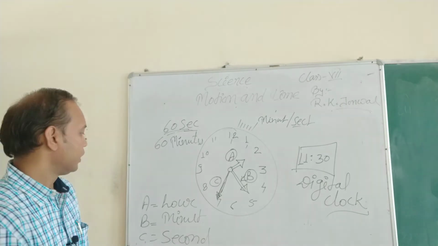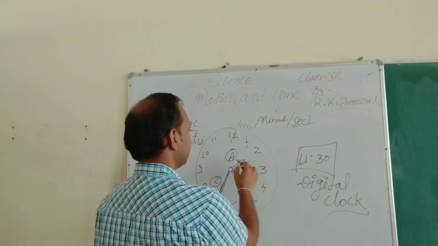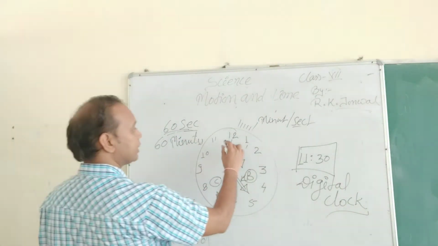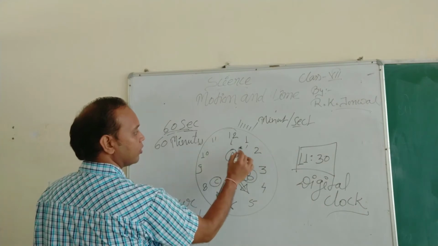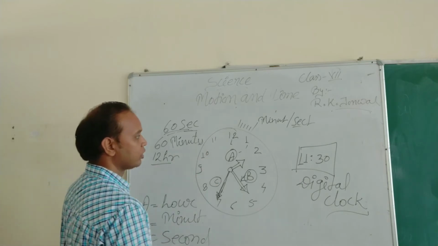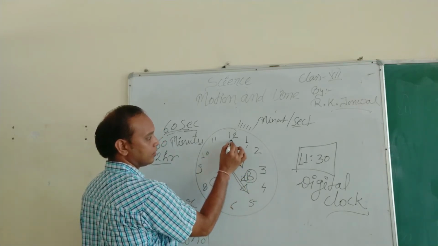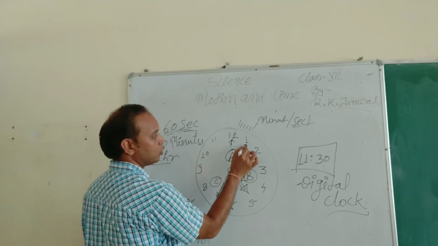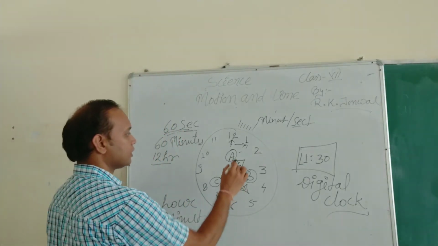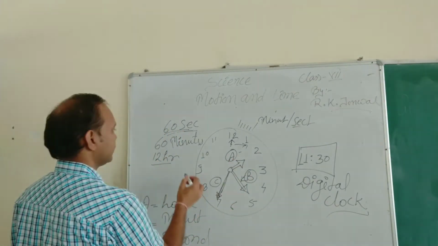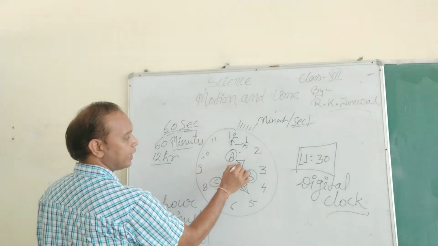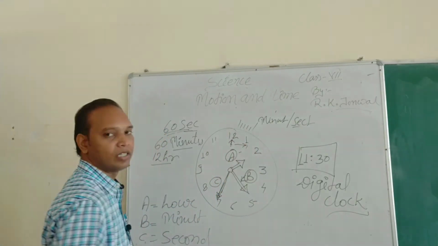Okay. If the very small A needle completes one circle, then we can say it completes 12 hours. Because if that A needle moves from 12 to 1, then we can say it is 1 hour, because after completing 60 minutes, that A needle moves from 12 to 1.